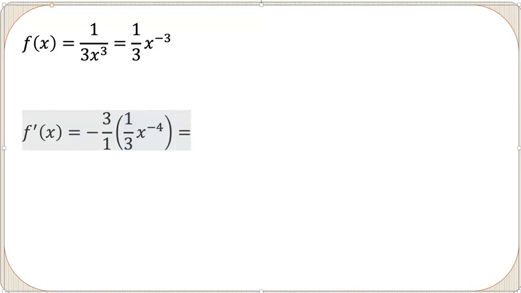And now we see what? 3 cancels 3. So we're left with just -x to the -4. We want to simplify, so we want to have -1 over x to the +4. And that is the complete answer for this one.